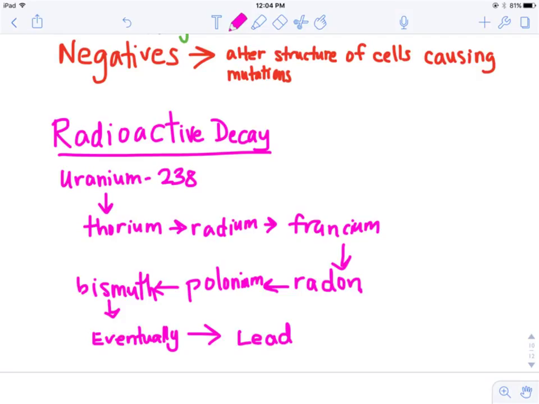Something that's interesting about radioactive decay is that some elements are actually able to decay and turn into other elements, and uranium-238 is an example of that. It goes through this long process of, as it decays, as it loses the protons in its nucleus, it changes into another element and ultimately becomes lead.